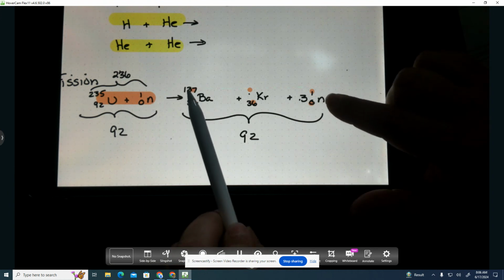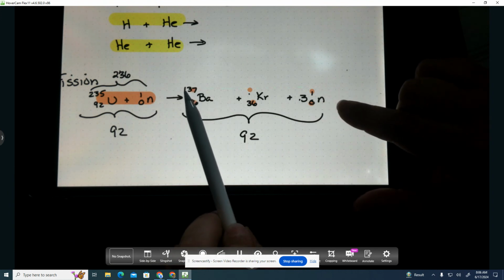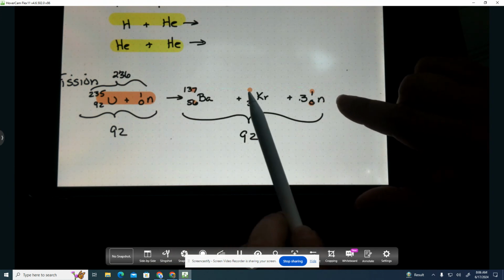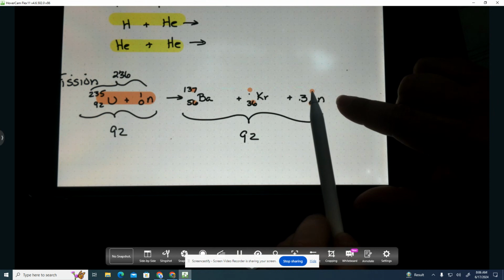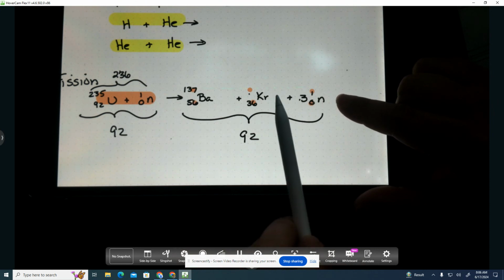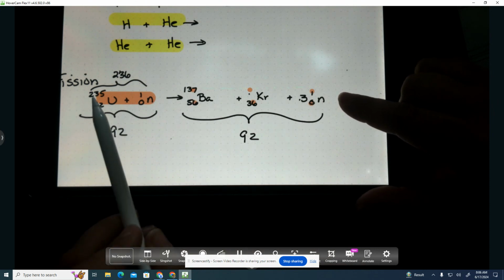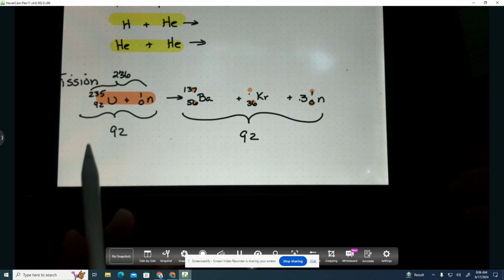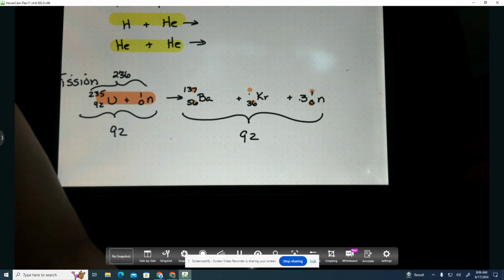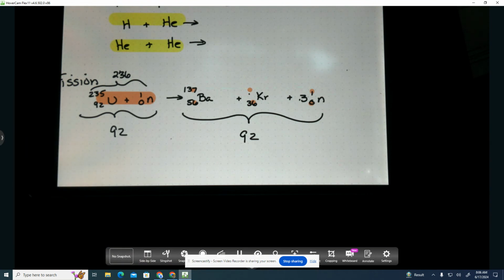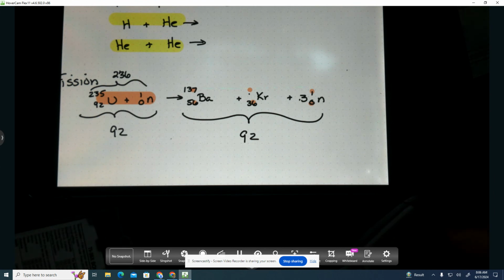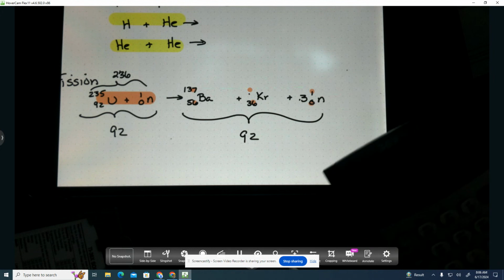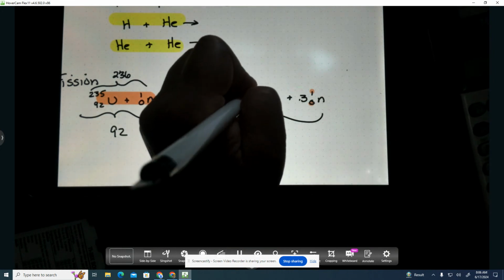Keep in mind that that 137 can change. It could be any number. This number and 3 ones, 137, so now I've got 140. I need to get to 236. So what's 236 minus 140? It is 96. Okay, so then that would go here.